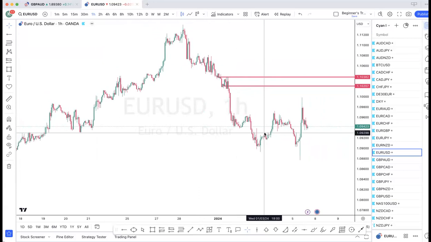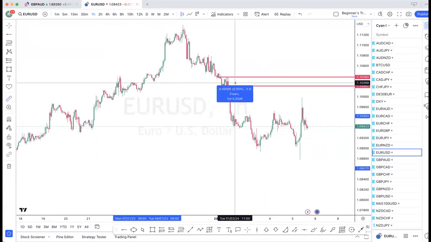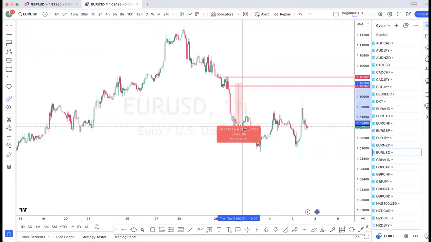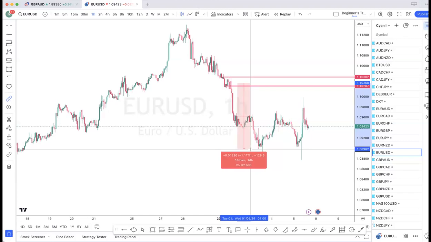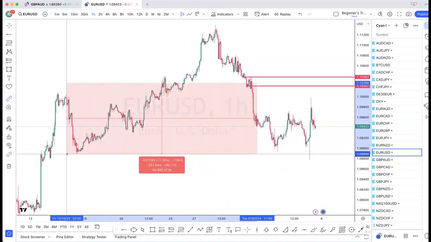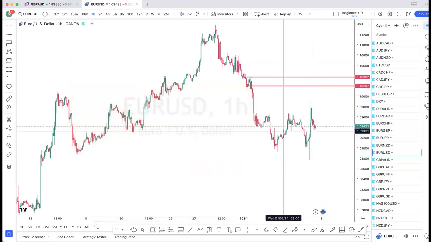And then it went for how many pips? About 120 pips, if you take it to this low here. It pulled back, and then it still closed out to clear that low. 138 pips.